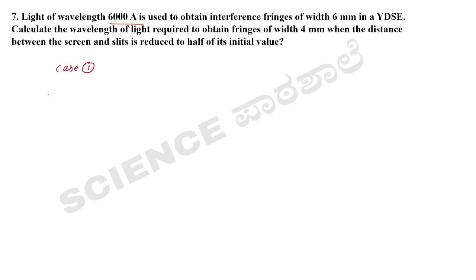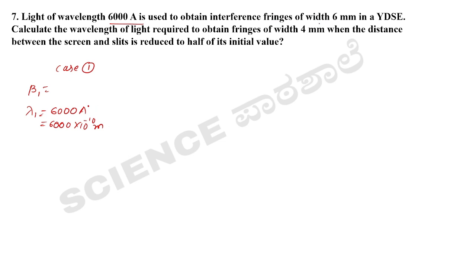Case 1, what is given? Beta 1 is given. How much? Of course, lambda is given. Light wavelength lambda is equal to how much? First write down: 6000 angstrom is equal to 6000 into 10 raised to minus 10 meter. Okay? Next, interference fringes of width.